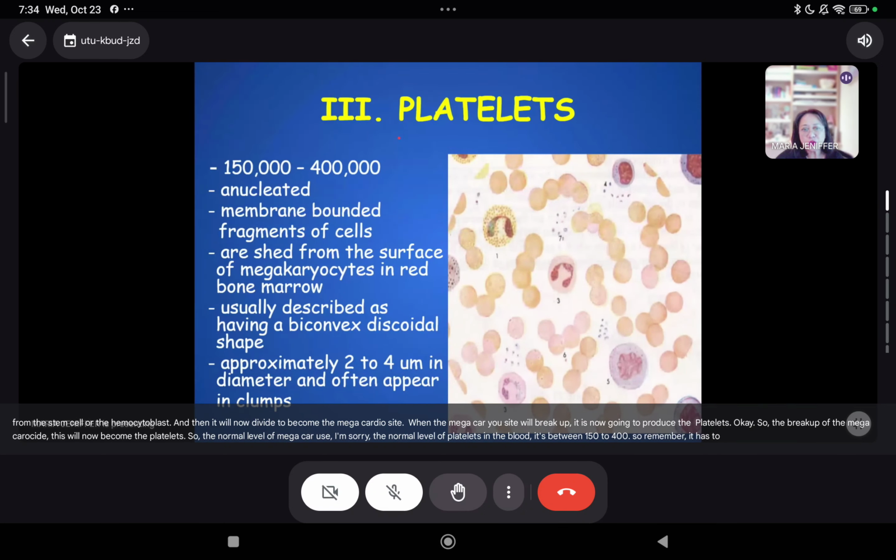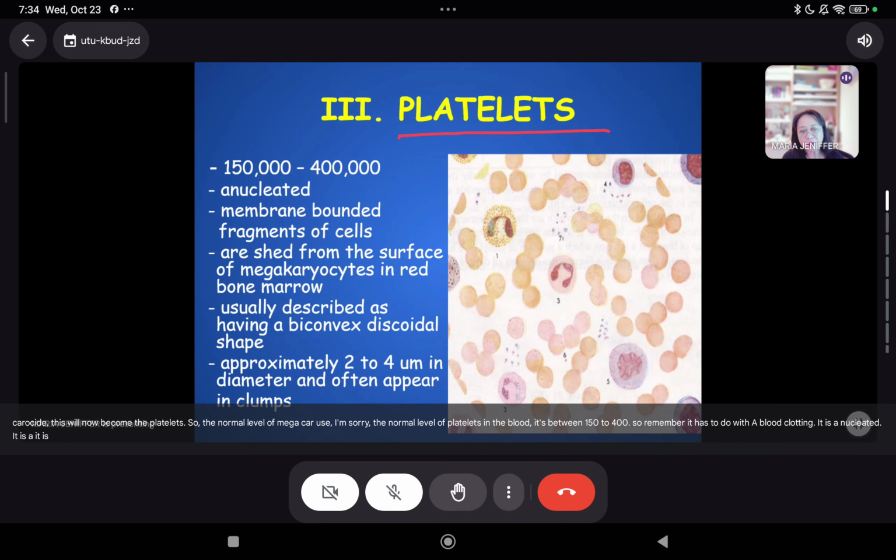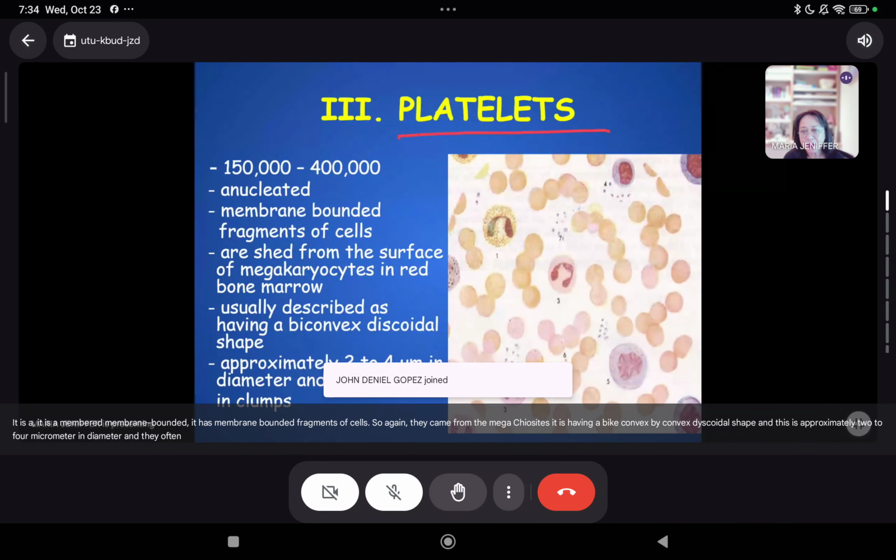So remember, it has to do with blood clotting. It is enucleated. It has membrane bounded fragments of cells. So again, they came from the megakaryocytes. It is having a biconvex discoidal shape, and this is approximately 2 to 4 micrometers in diameter, and they often appear as clumps. So ito yung mga ito.